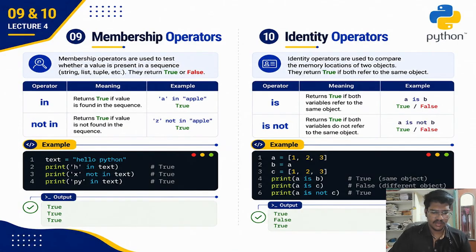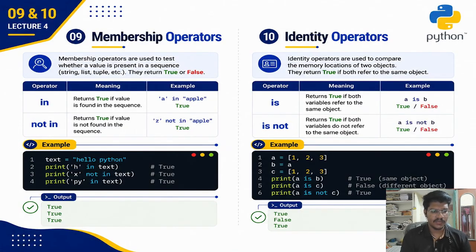We can check this with code. For example, text is equal to "hello Python". If we print h in text, it will return true because h is there in text, which is "hello Python". So in "hello Python", h is there, so it will print true.